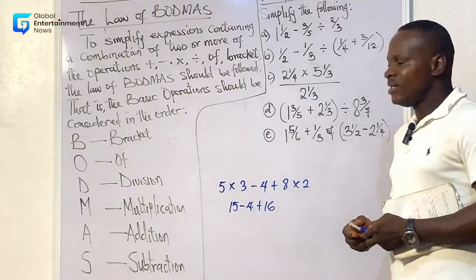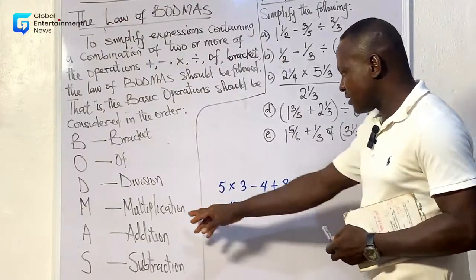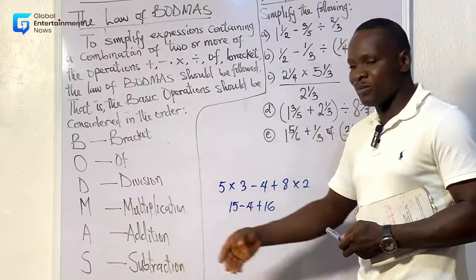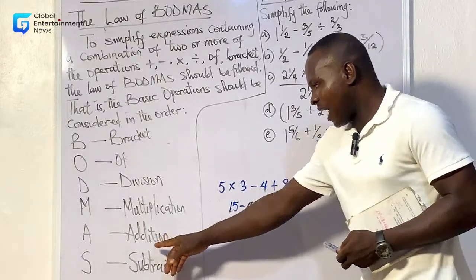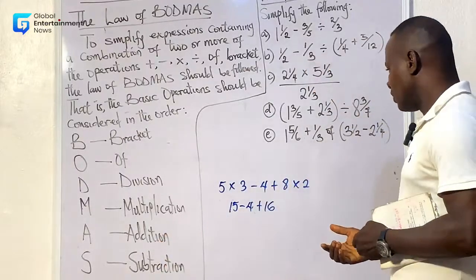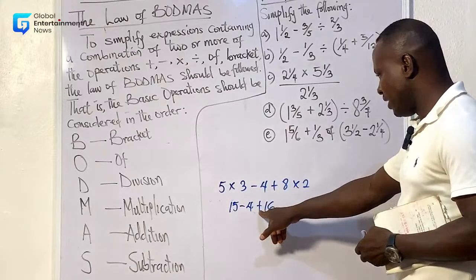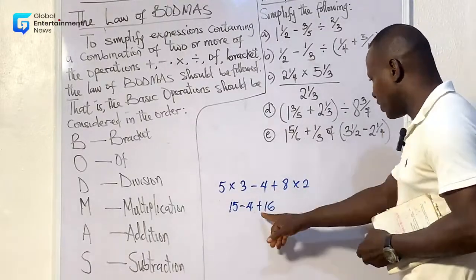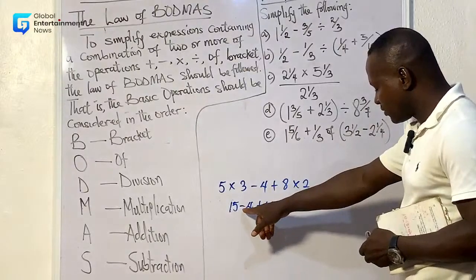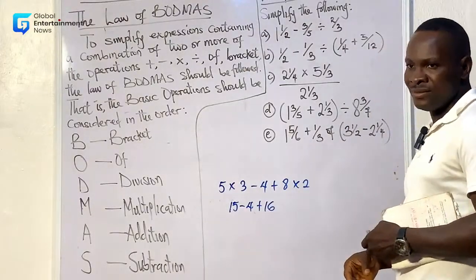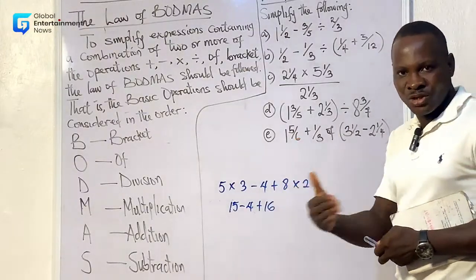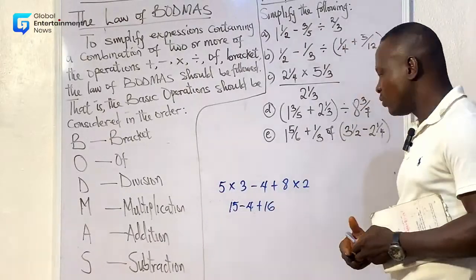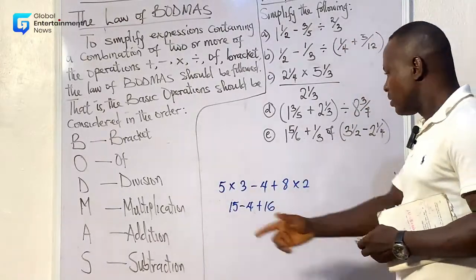We've done that one. Then the next step is that we move to the next operation. What is the next operation in line? That is addition, which is otherwise called plus. So are we going to do minus 4 plus 16? No. The addition first. You know, we say addition comes before subtraction.